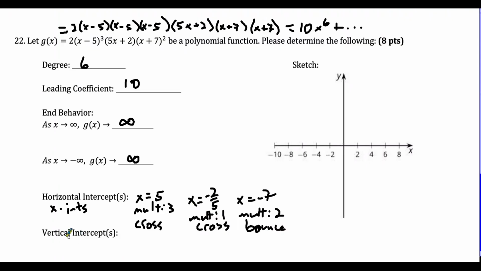The final piece of information we need is the vertical intercept. That's just the same thing as the y-intercept. To get that, I need to go back up here and multiply any leading coefficient by all of my constants. So 2 times negative 5 times negative 5 times negative 5 times 2 times 7 times 7. And if we do all of that, if we put that into the calculator, we get negative 24,500.